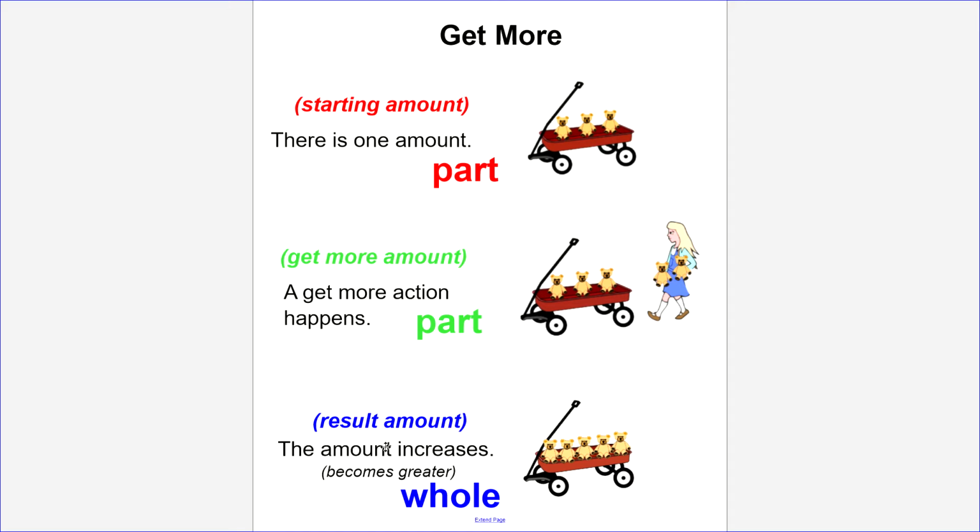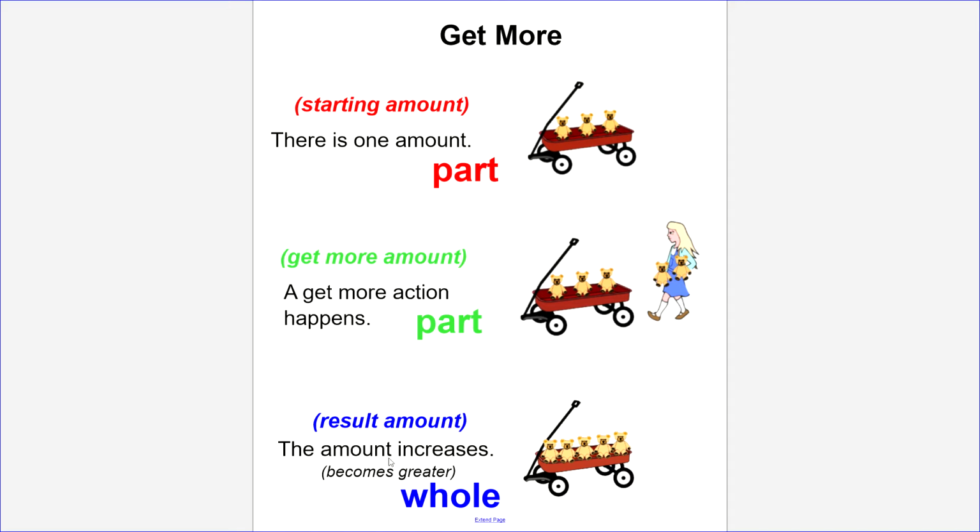Finally, the amount increases or becomes greater. We call this the result amount because result means total. So this is the total amount. The result amount or total amount is the whole because it is all of the amounts put together.